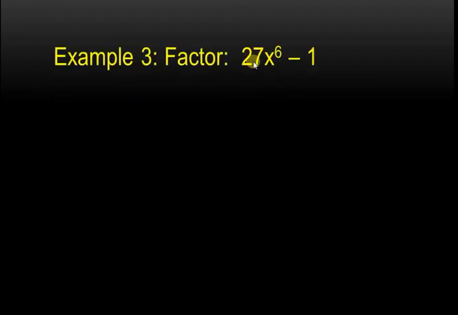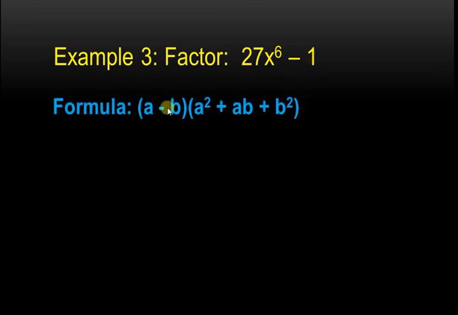Factor 27x to the 6 minus 1. 27x to the 6 is a perfect cube. 1 is also a perfect cube. So the formula that we're going to use is this one. Let's have now the solution.